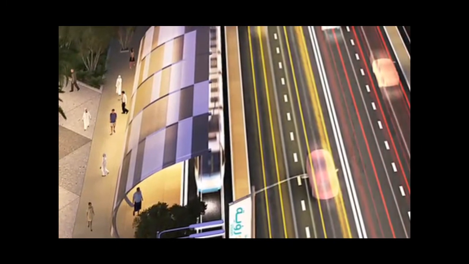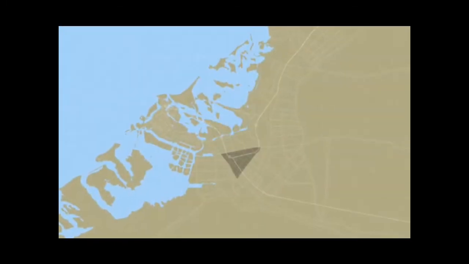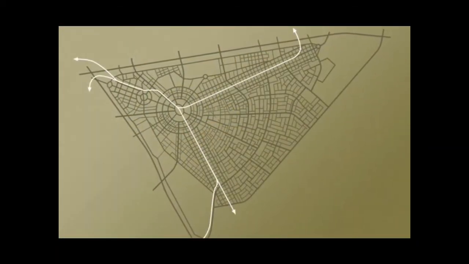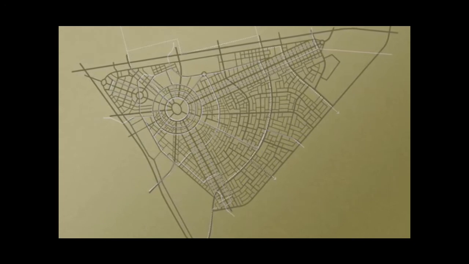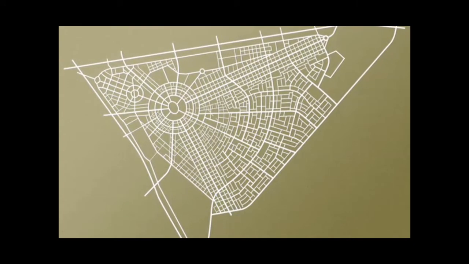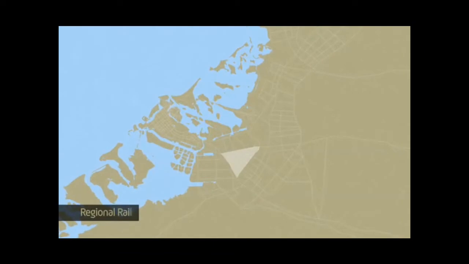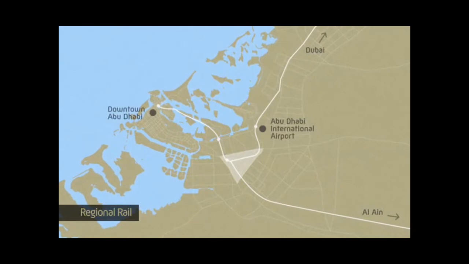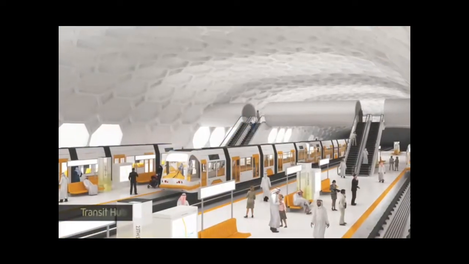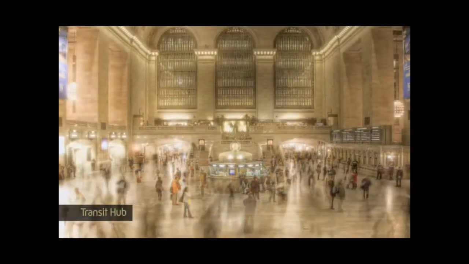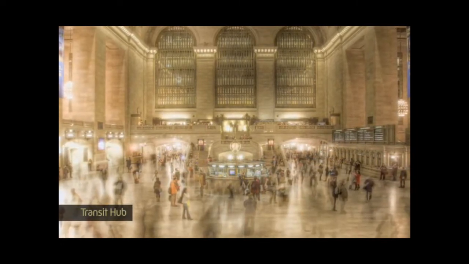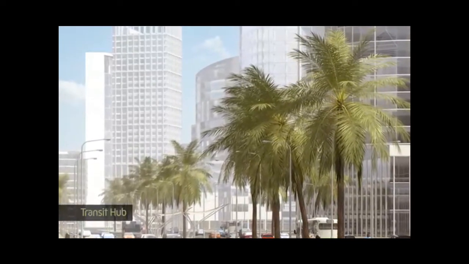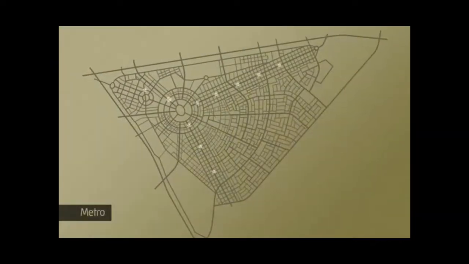A world-class transportation system will connect neighborhoods within the Capital District and connect the district to the wider region. The system will include high-speed rail, metro rail, a surface network of trams and buses, and a fine-grained interconnected network of streets and sidewalks. The regional rail will connect the Capital District with Al Ain, Dubai, and the airport in downtown Abu Dhabi. A multimodal transportation hub will provide a world-class interchange for metro, fast train, trams, buses and taxis, and be a focal point for high-density retail and office development in the central business district.